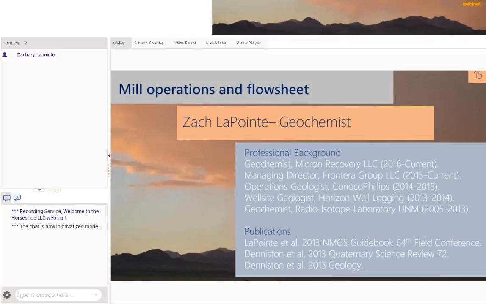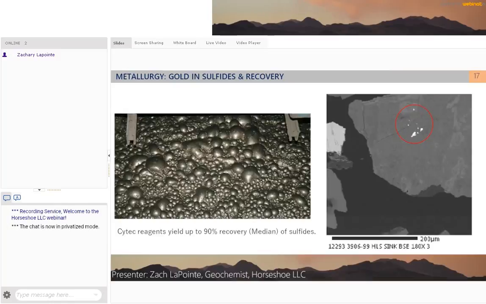Thank you, Alex. I'm Zach Lapointe, geochemist working on the Horseshoe LLC project. I'm going to talk briefly about our mill operations and how we extract product from bulk ore. As Alex mentioned, there are 2 forms of gold in our ore, those being free gold and gold bound in sulfides. The free gold extraction process is pretty straightforward in the sense we can extract free gold by mass in the Nelson concentrator and shaker tables, what have you.